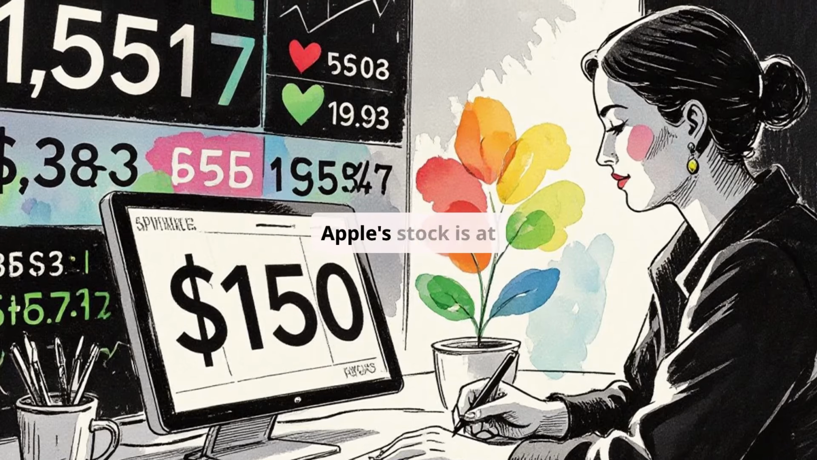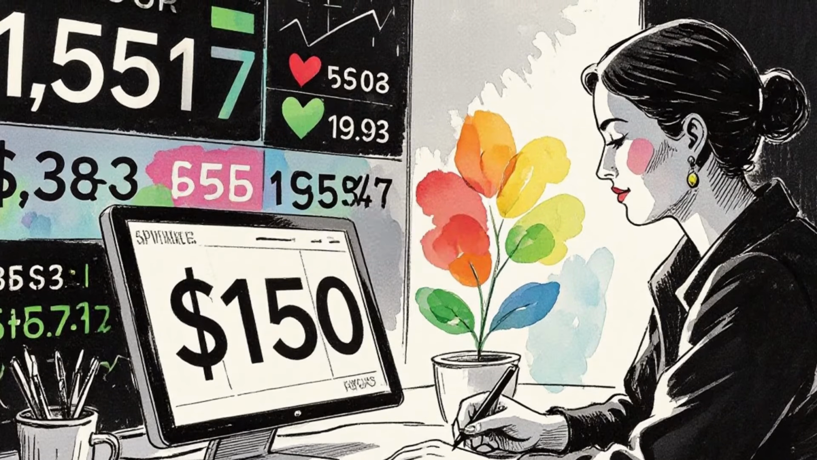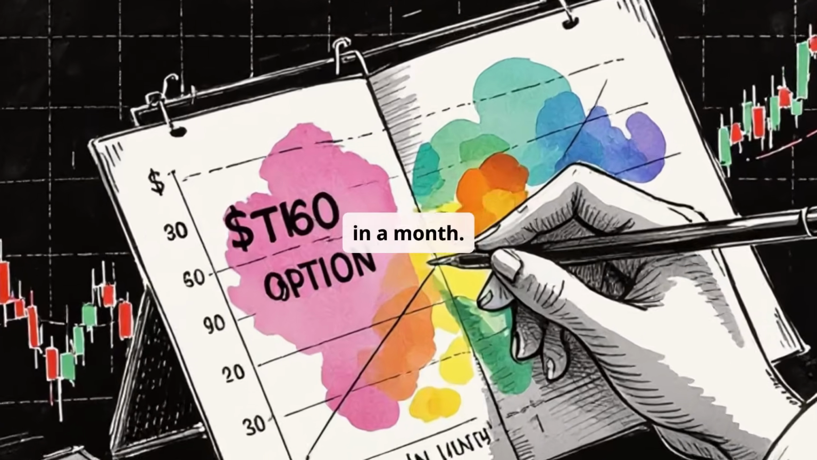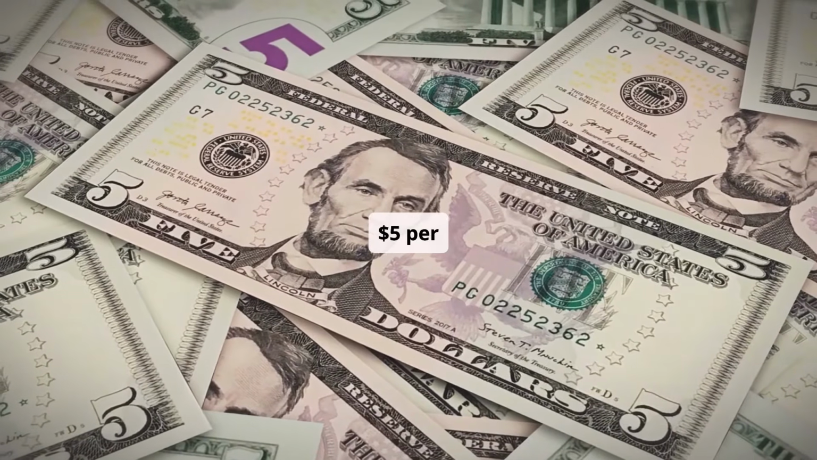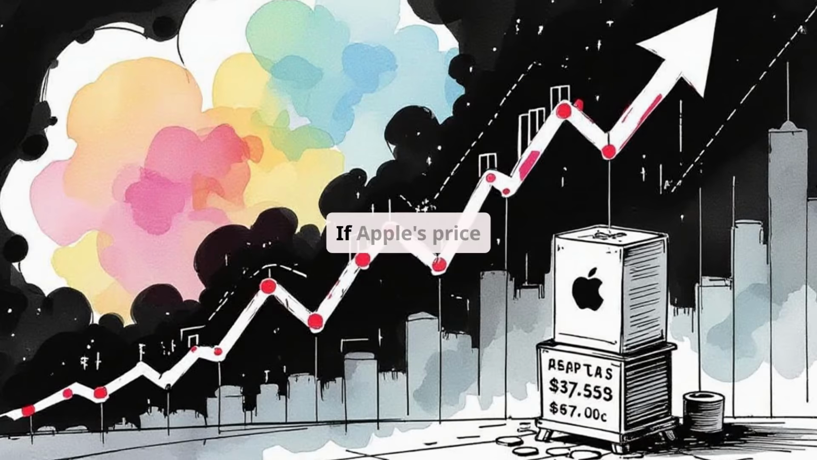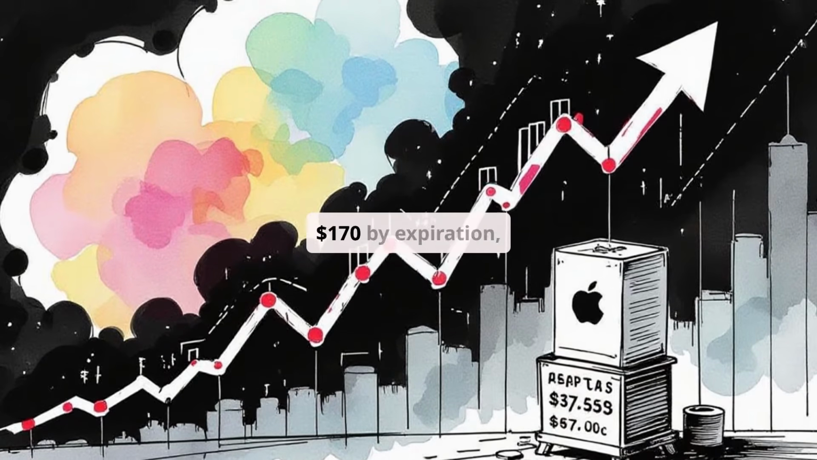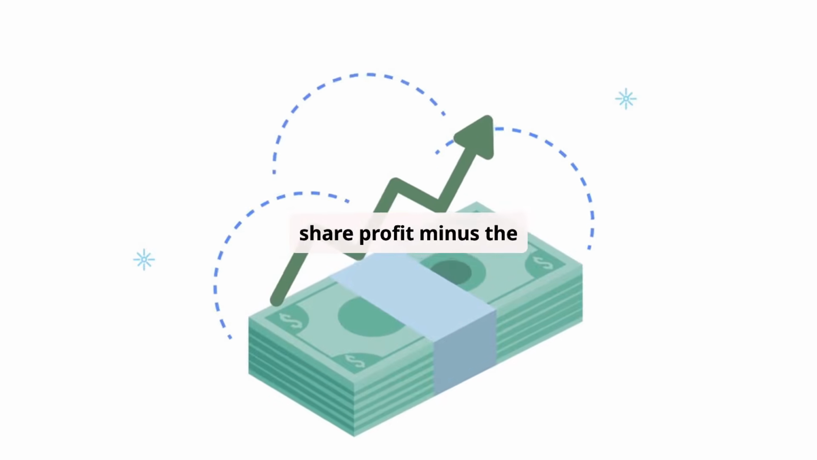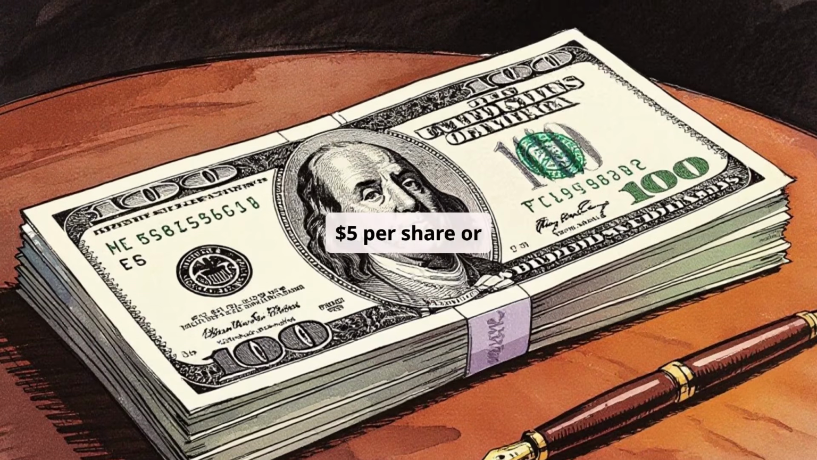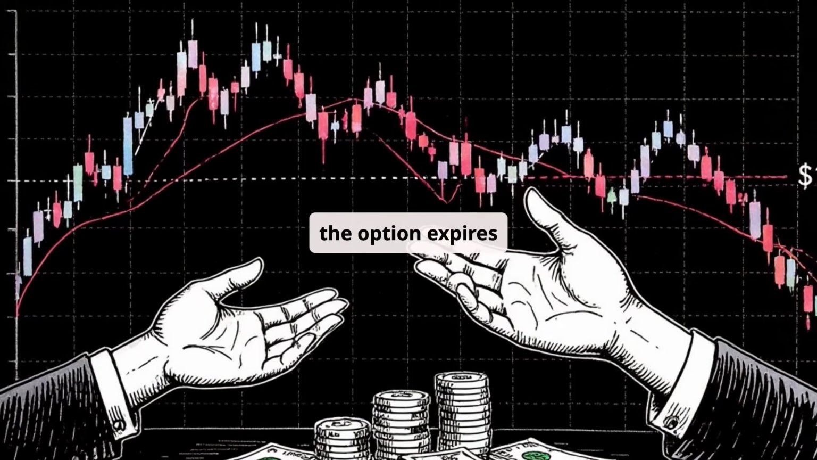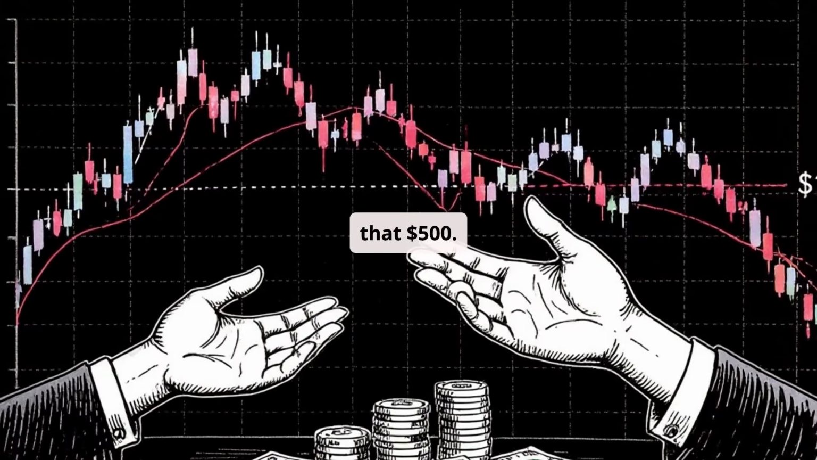For example, suppose Apple stock is at $150 right now. You could buy a call option with a strike of $160 that expires in a month. That option might cost you $5 per share. Since options usually cover 100 shares, that's $500 total out of pocket. If Apple's price shoots up to $170 by expiration, your option lets you buy the stock at $160. So you make $10 per share profit minus the $5 you paid, netting $5 per share or $500 on your investment. But if the stock stays below $160, the option expires worthless and you lose that $500.